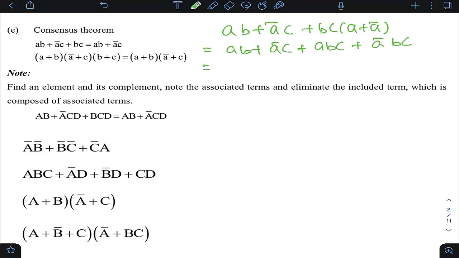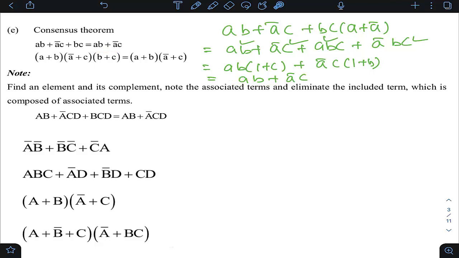From this and this, let me take AB common. You get 1 plus C. And from this and this, let me take A bar C common. You will get 1 plus B. So this is AB and this is A bar C, because 1 OR with C is always 1, 1 OR with B is always 1. So AB plus A bar C. So you see we are getting AB plus A bar C. Okay, this is what the proof is. I hope this is clear.